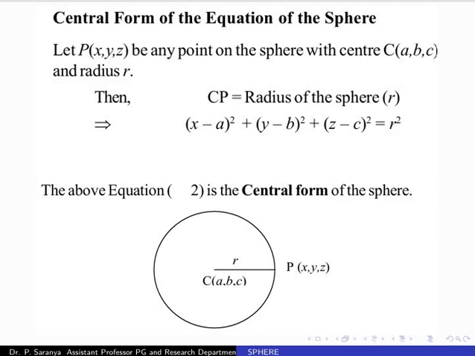Next we see the central form of the equation of a sphere. Let P of x, y, z be any point on the sphere with center C of a, b, c and radius r, which is from center to the point P of x, y, z. Then CP equal to radius of the sphere, that is small r: (x minus a) the whole square plus (y minus b) the whole square plus (z minus c) the whole square equal to r square. This is considered as equation number 2. The above equation is the central form of the sphere.